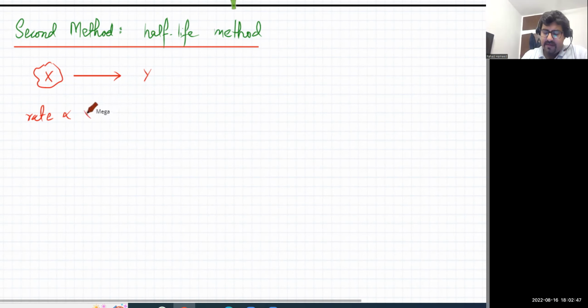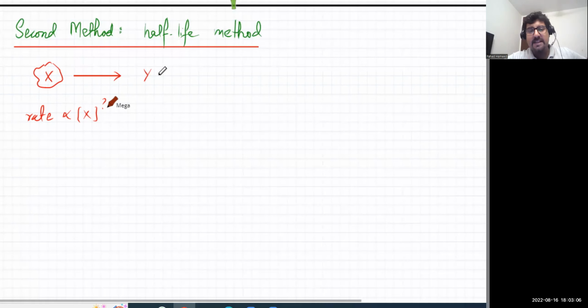So my assumption is that the rate depends on the concentration of X. Maybe it does, maybe it doesn't. I have no idea because I don't know the mechanism of this particular reaction. Does X react with something else first, and then something happens and then Y is produced? I have no idea what the process is, so there's a question mark. I have no idea how the rate is dependent on the concentration of X.